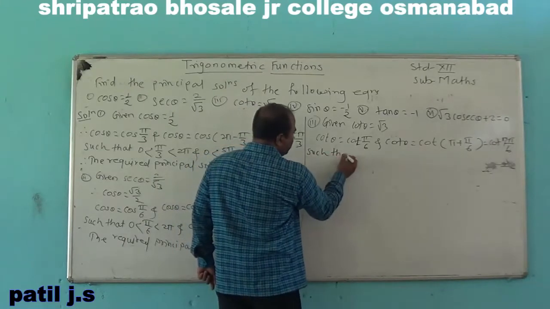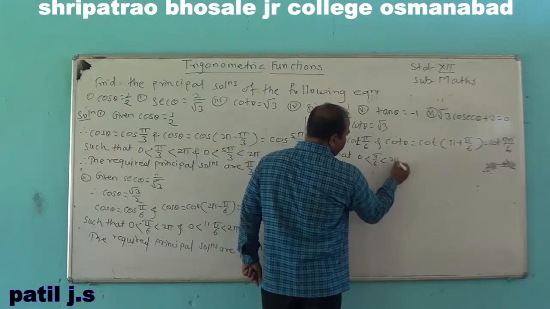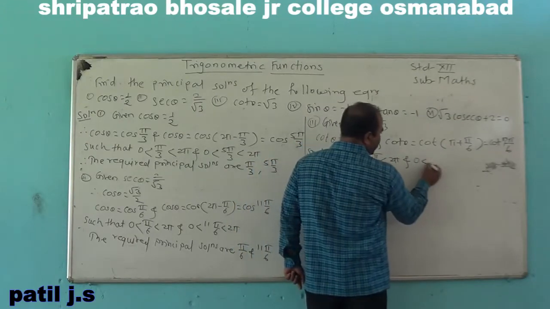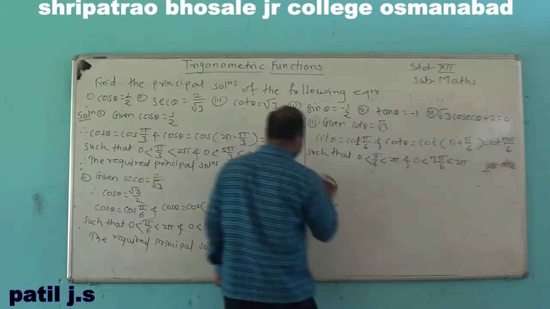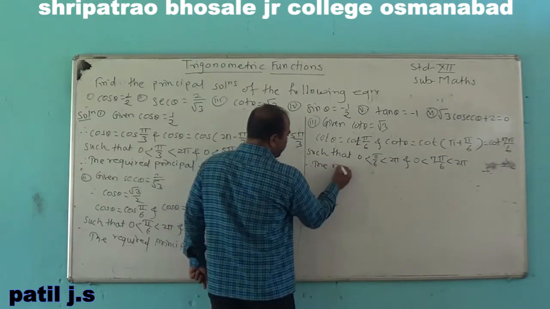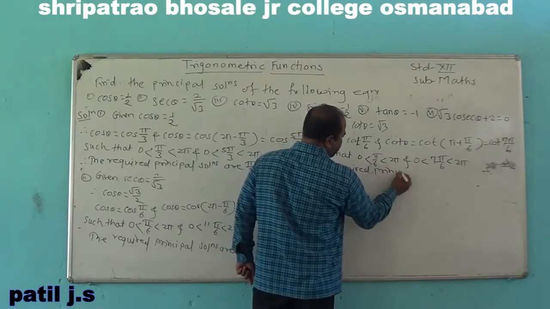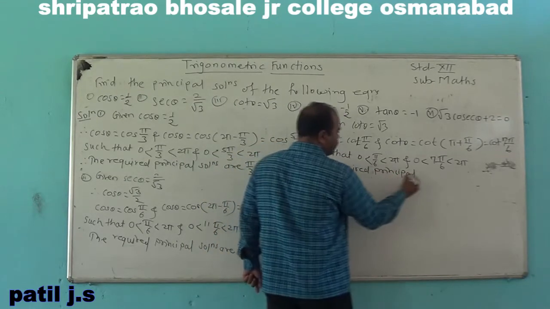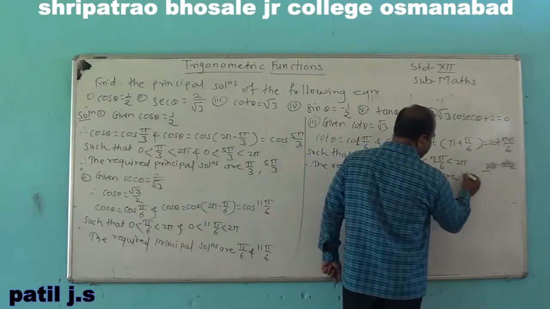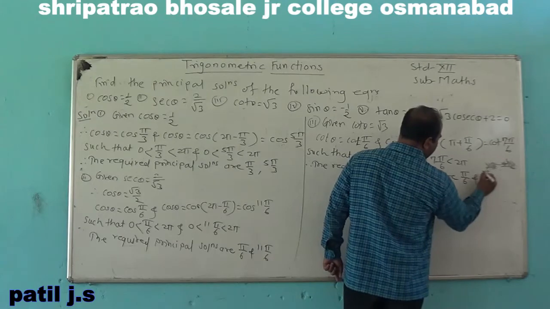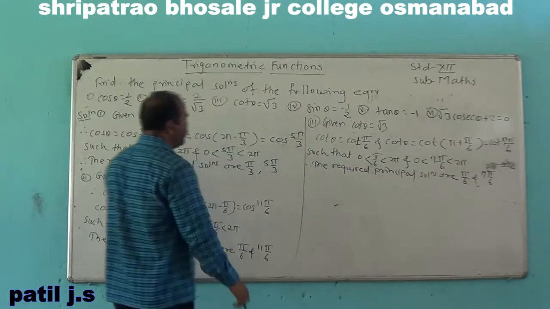Such that 0 is less than pi by 6 less than 2 pi, and 0 is less than 7 pi by 6 less than 2 pi. Therefore, the required principal solutions are pi by 6 and 7 pi by 6. This is the third example.